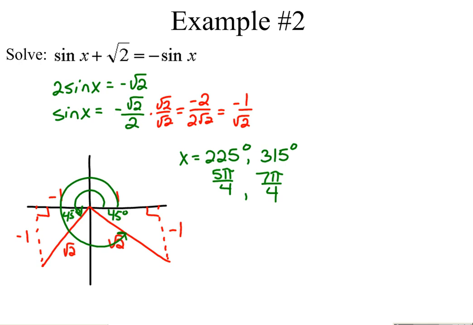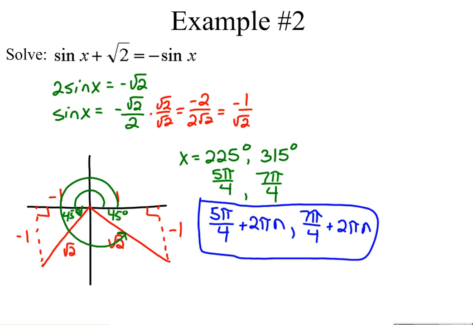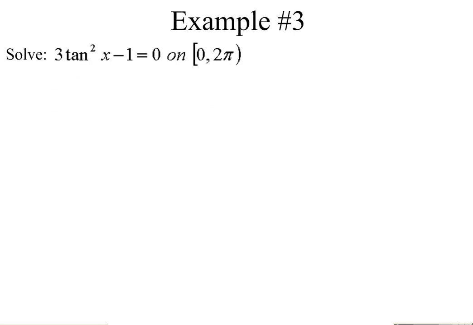That would represent our solutions in both degrees and radians if we had a domain restriction where we were only talking about x values between 0 and 2 pi, or 0 and 360. In this case, we don't have that restriction, so we need to go a step further and give the general solution. Our general solution: 5 pi over 4 plus 2 pi n, since sine repeats itself after 2 pi radians times the number of revolutions we want to take, and 7 pi over 4 plus 2 pi n.